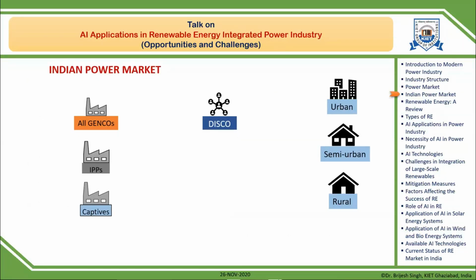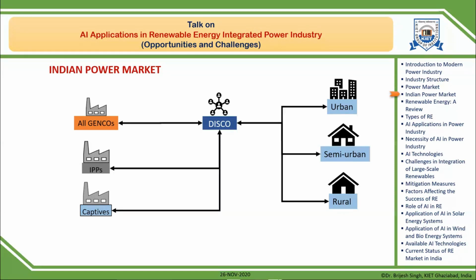If we are talking about the Indian power market structure, in brief, I will share the detail. Initially, the power market was like this. All the generating corporations, IPPs like NTPC, are known as IPP, independent power producers. Some large-scale industries have their own generating corporation, which is known as captive. These are giving power to the distribution companies, and the distribution company delivers the power to all kinds of consumers, like urban, semi-urban, rural or industrial.